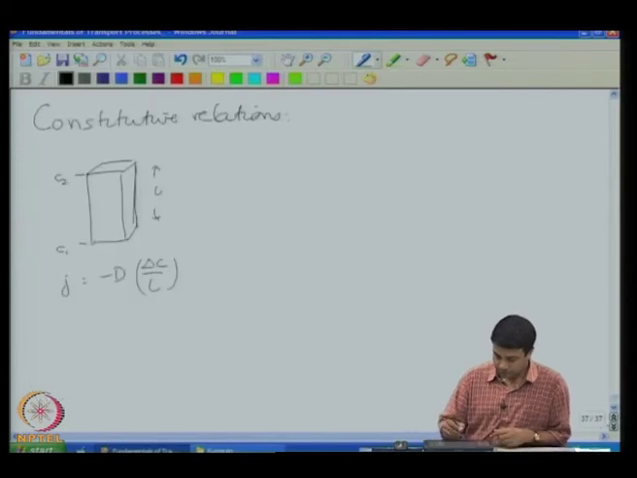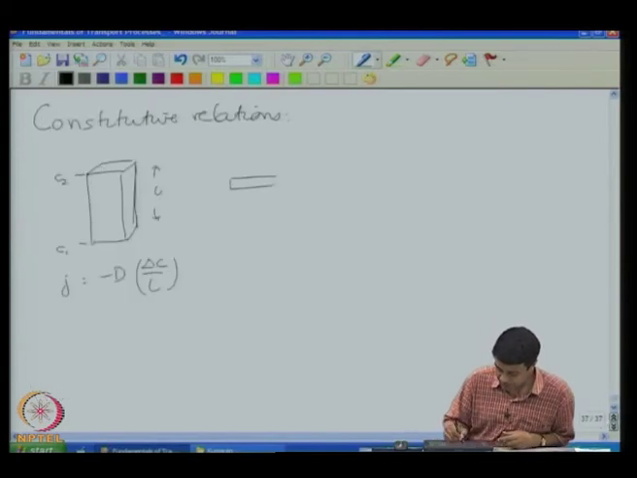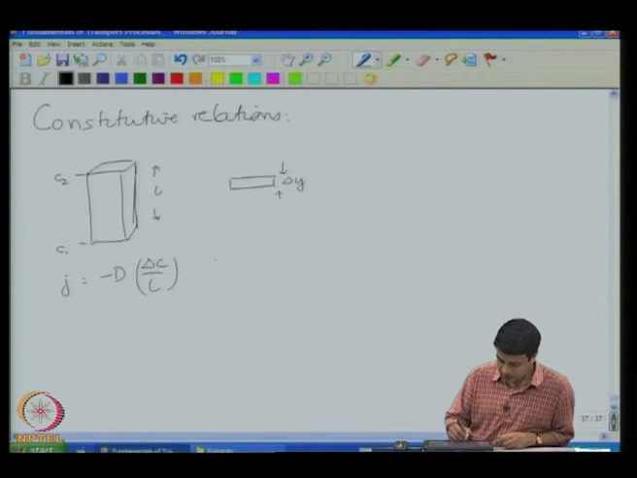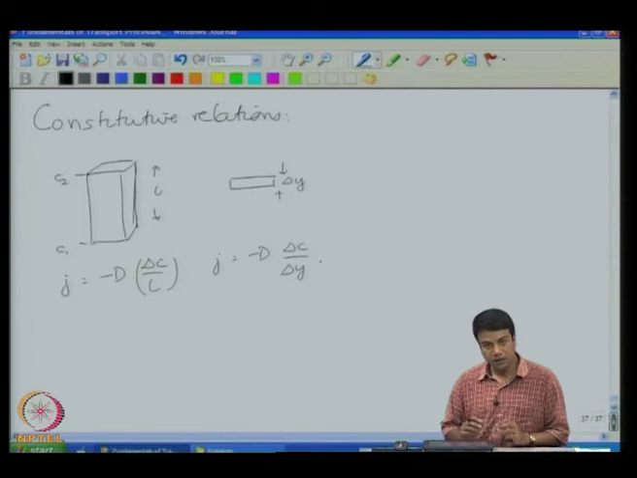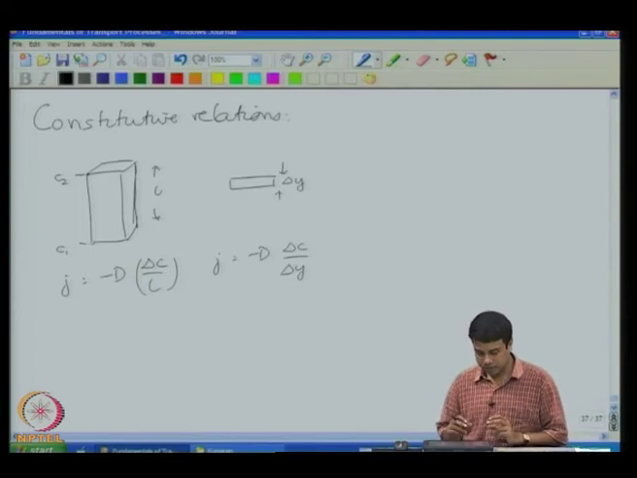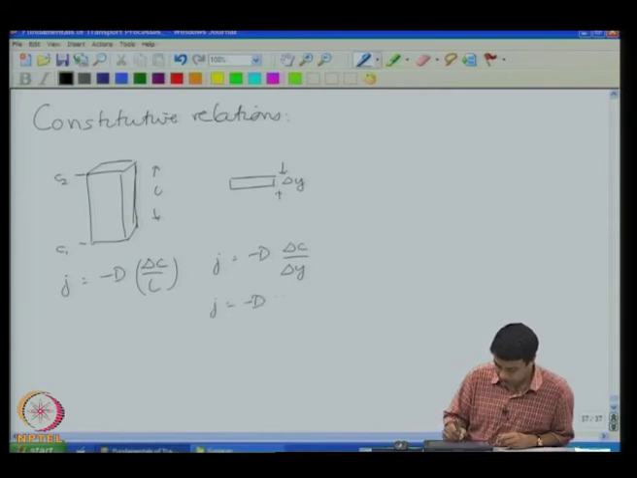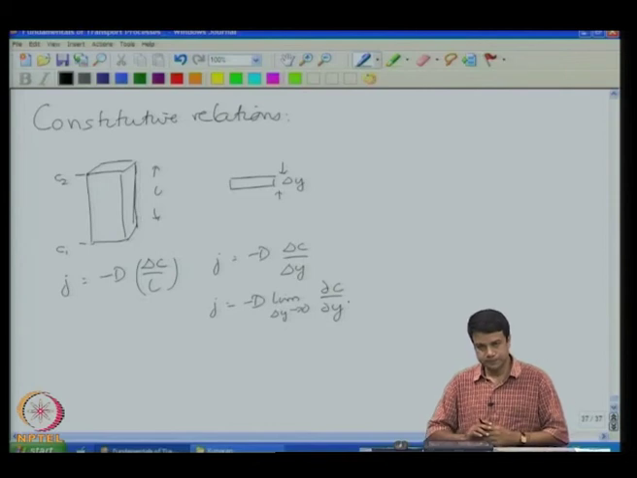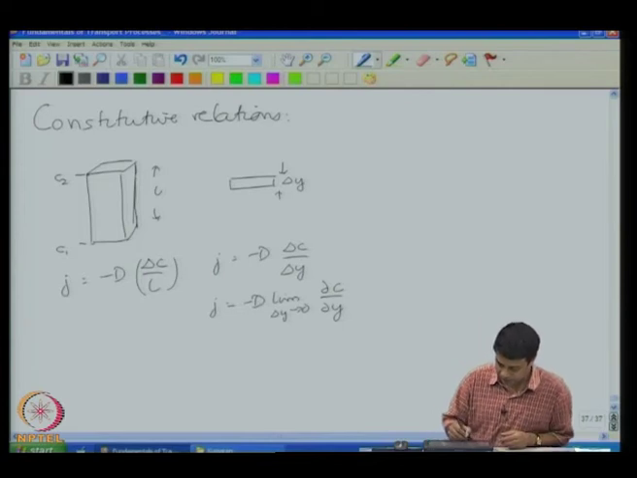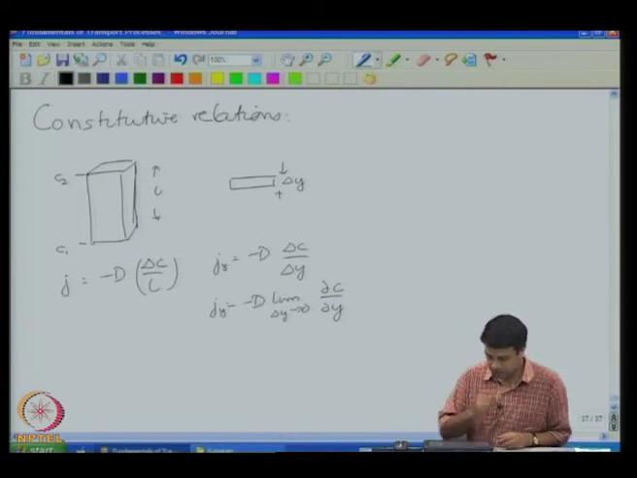So, if I did the same thing for a volume of infinitesimal thickness in this direction, say delta y, J will be equal to minus D times delta C by delta y. And as I make this thickness delta y smaller and smaller, in the limit as delta y goes to 0, I get dC by dy. So, this is the first derivative of the concentration with respect to y. This is the flux in the y direction.